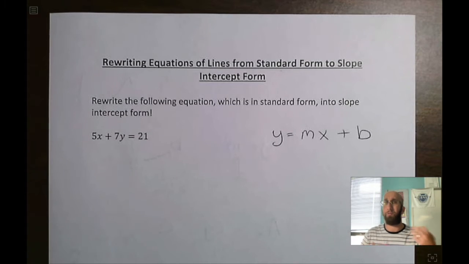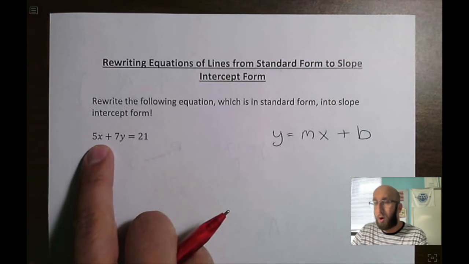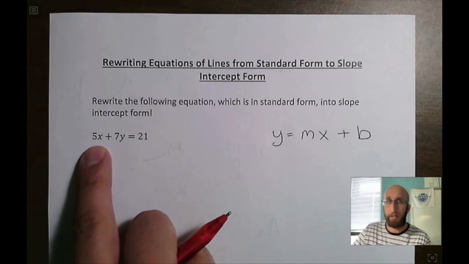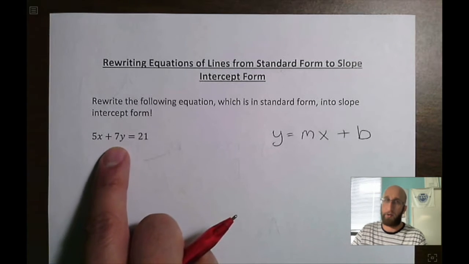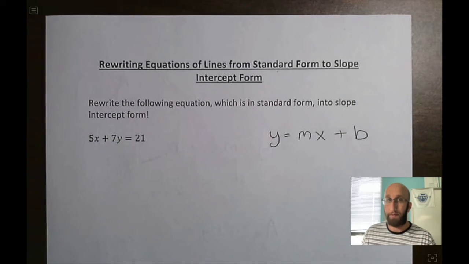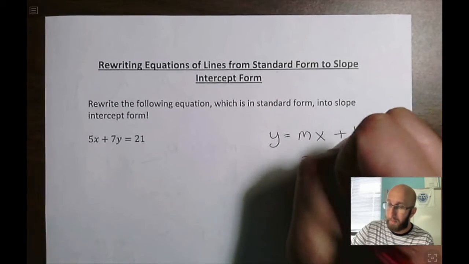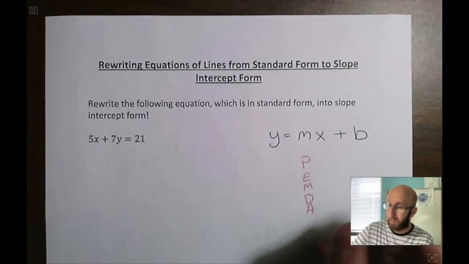If I'm trying to rewrite this in slope-intercept form and get y by itself, I'm trying to figure out what exactly to move first. I know I've got to get rid of this 5x. I know I've got to get rid of the 7. So what do I get rid of first? To figure that out, you're doing the order of operations backwards. PEMDAS backwards, okay?